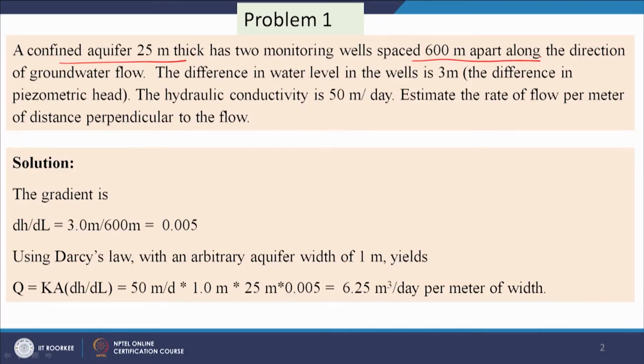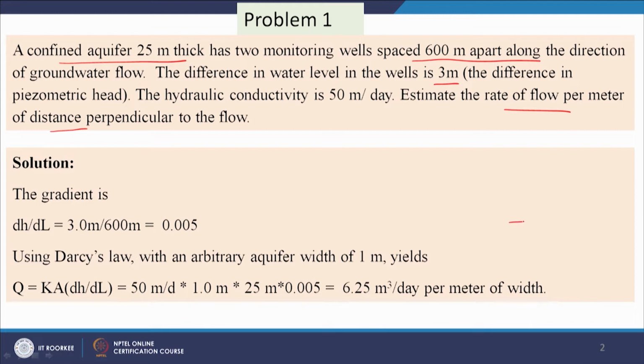Our first problem statement is: a confined aquifer 25 meter thick has 2 monitoring wells spaced 600 meter apart along the direction of groundwater flow. The difference in water level in the wells, the difference in piezometric head, is 3 meter, and the hydraulic conductivity is 50 meter per day. Estimate the rate of flow per meter of distance perpendicular to the flow. So, we have to estimate the rate of flow per meter of distance perpendicular to the flow.